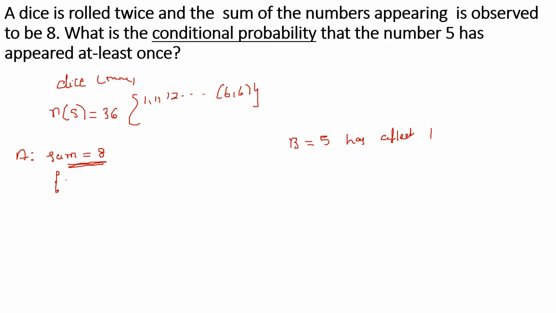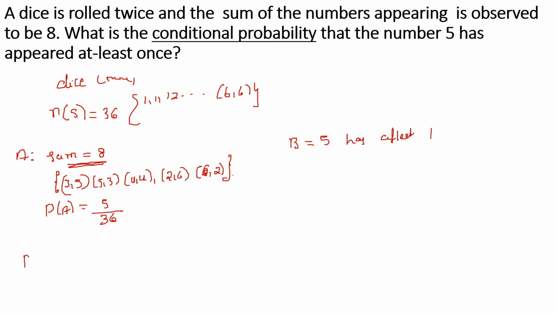Sum should be 8. We have either 3, 5, 5, 3, then we have 4, 4, 2, 6 and 6, 2. These are the only possible outcomes. So probability of A will be equal to 5 divided by 36.